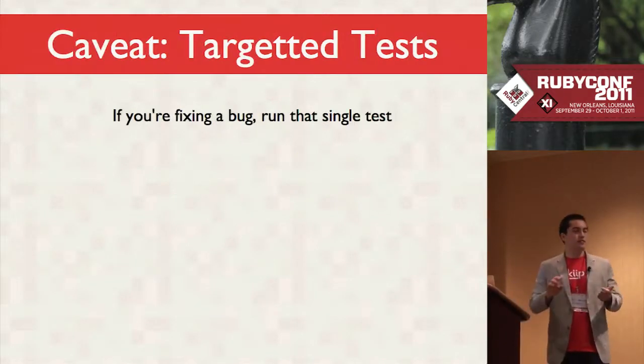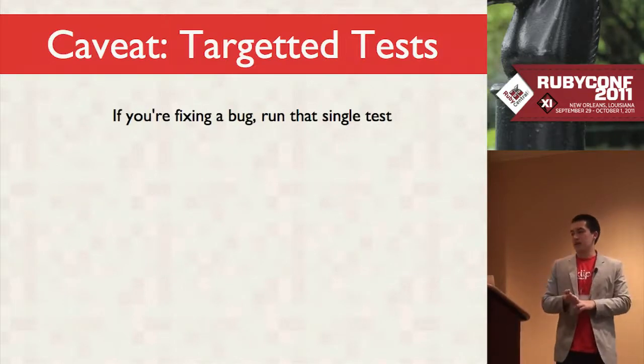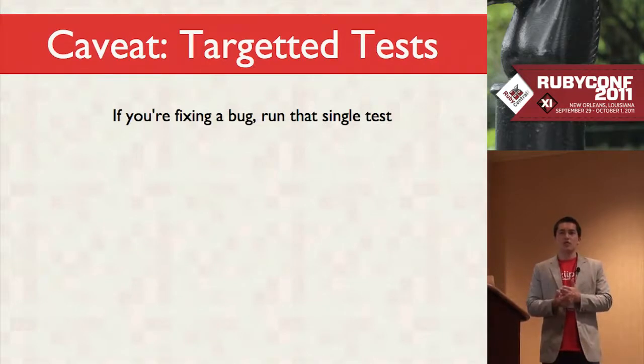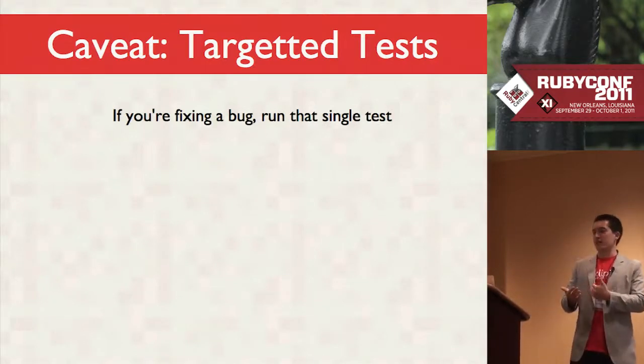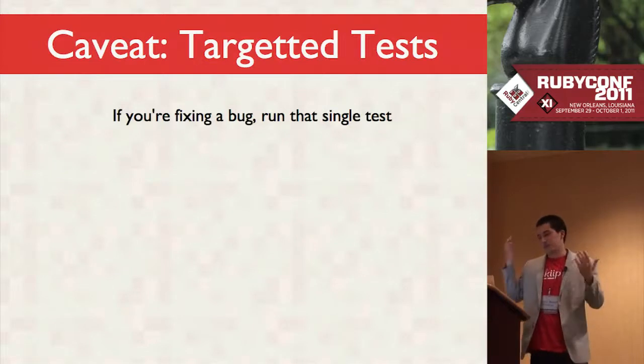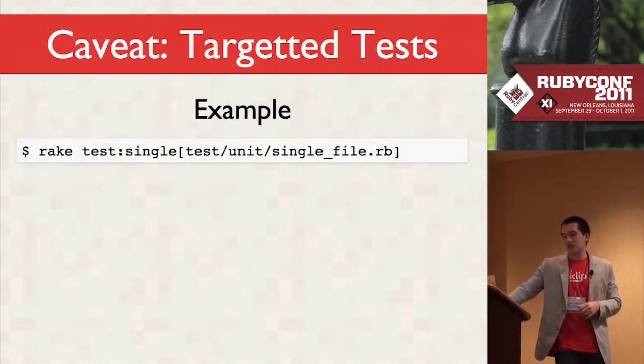One caveat to fast sanity tests and to CI and all that stuff is targeted tests. If you're fixing a specific bug, you should run that test at least, or the test that tests that bug, before the commit. I hope this is common sense, but I mention it just in case. And again, it should be simple. These examples don't really mean anything, but they're just to show it should be simple.